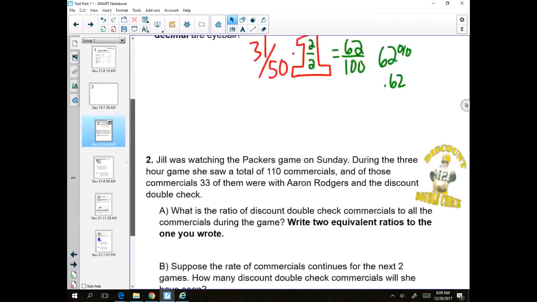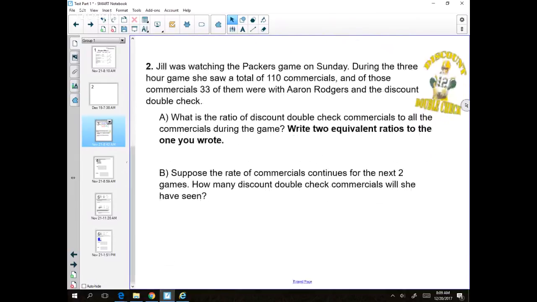Number 2. All right, this was the one dealing with ratios and the discount double check commercial. So the first one asks you, what is the ratio of the discount double check commercial to all of the commercials? Remember, this is the key right here. That tells you the order your numbers must be in. So it says double check commercial. I start with that. It tells me there was 33 double check commercials.